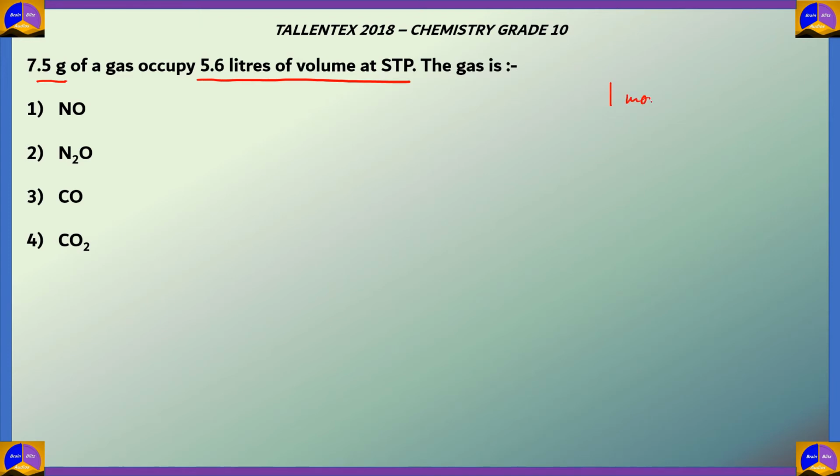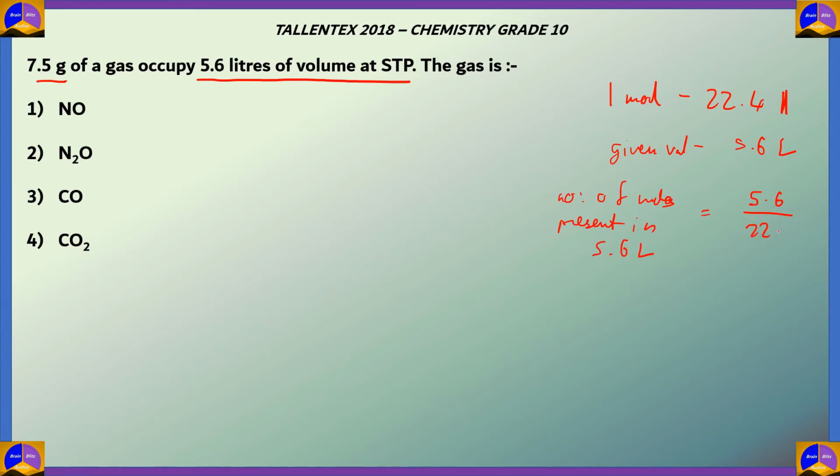So in grade 10, we've studied that 1 mole equals 22.4 liters, or 22,400 ml. Now, the given volume is 5.6 liters. So that means number of moles present in 5.6 liters will be 5.6 divided by 22.4. Take the decimals off, you have 56 divided by 224.